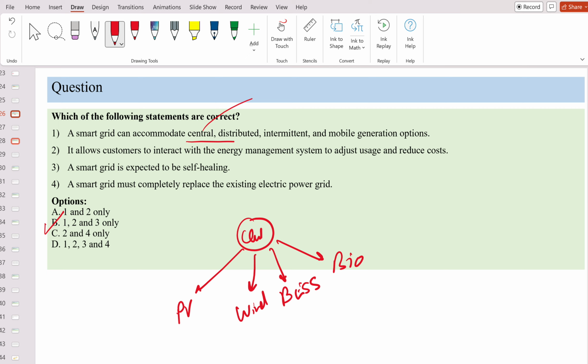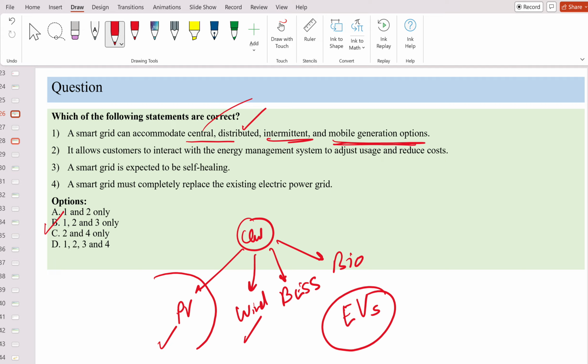You can also use distributed generation, meaning a PV plant operating somewhere with some other mechanism. Intermittent is there because we can't predict what the solar generation will be at the next moment. Mobile generation is also there because you have EVs, which can support the grid through V2G or V2S services. So this kind of function is also a smart grid feature, and option A is correct.